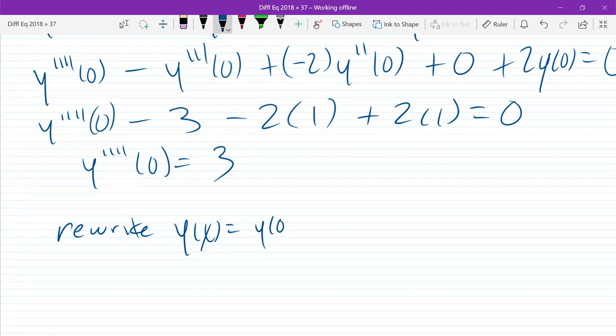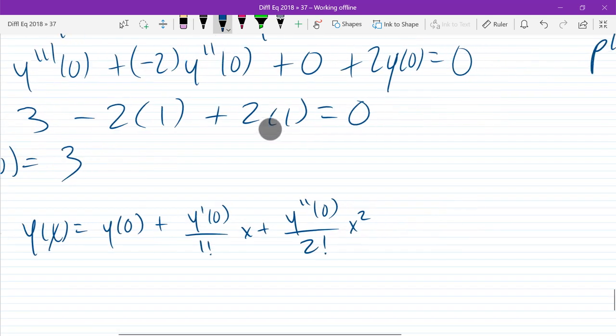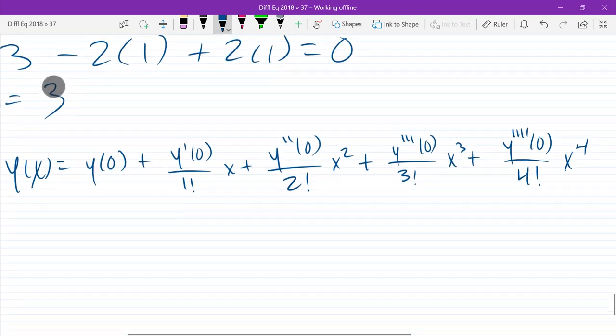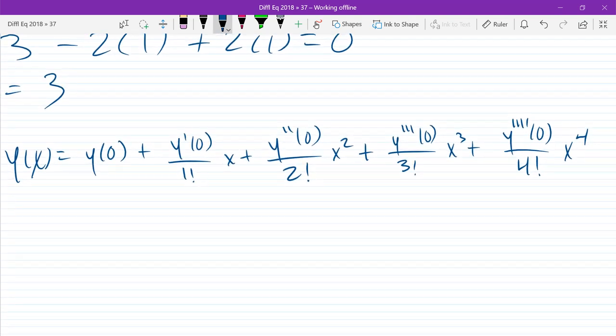So it was y of 0 plus y prime of 0 over 1 factorial x plus y double prime of 0 over 2 factorial x squared. This is that Taylor expansion that probably is already on your calculus cheat sheet. If not, probably a good idea to put on your differential equations cheat sheet. And I think we only went to fourth derivative. X to the fourth. All right, so all I'm going to do is just plug in the 5 constant values for the y of 0, y prime of 0, etc.